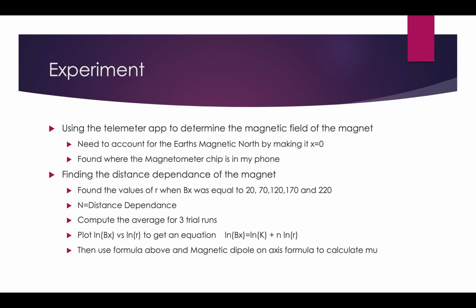In this experiment, we're using the Telemeter app to determine the magnetic field of the magnet. There are two main points with this. We need to account for the Earth's magnetic north by making it x equals 0, which is really important, as it will allow us to correct our calculations later. We also found where the magnetometer chip was in the phone. To do this, you just move your phone and the magnet around and see how it works. Then we find the distance dependence of the magnet.